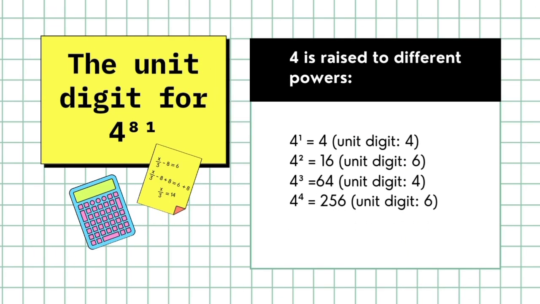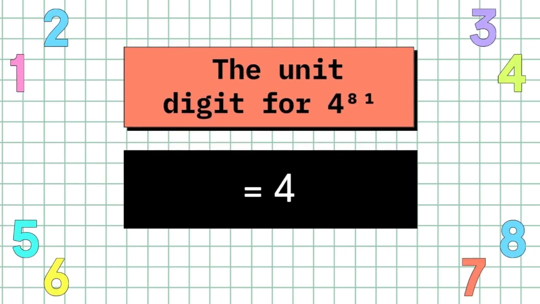So next, let's consider 4 to the 81st power. Let's observe the pattern of the unit digits when 4 is raised to different powers. As you observe, the unit digits repeat in a cycle of 2, which is 4 and 6. As we can also see, when 4 is raised to an odd power, the unit digit is 4, and when 4 is raised to an even power, the unit digit is 6. Since 81 is an odd number, the unit digit for 4 to the 81st power will be the first unit digit in the cycle, which is 4. So the unit digit for 4 raised to the 81st power is equal to 4.